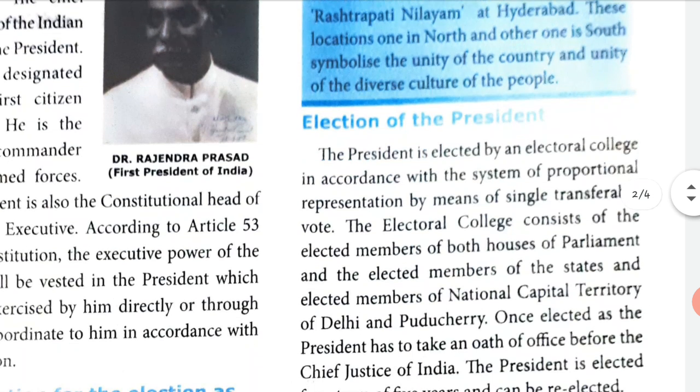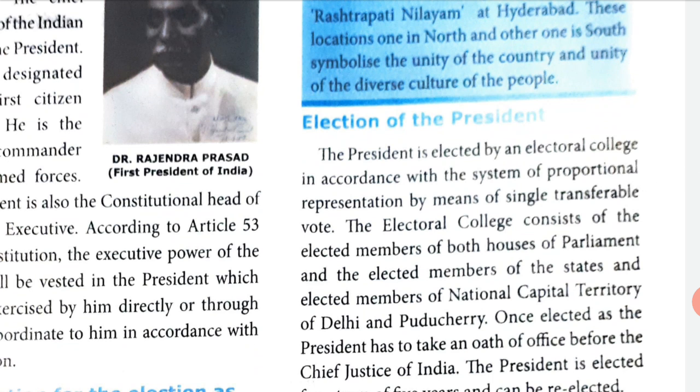Now, election of the president. How is a president elected? The president is elected by an electoral college. I told you, a group. In accordance with the system of proportional representation by means of single transferable vote. So they are doing it by a transferable vote.